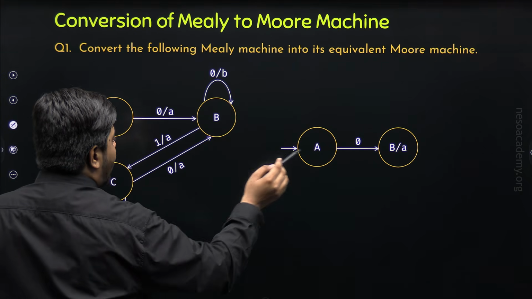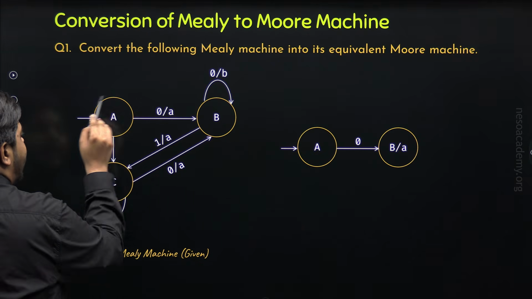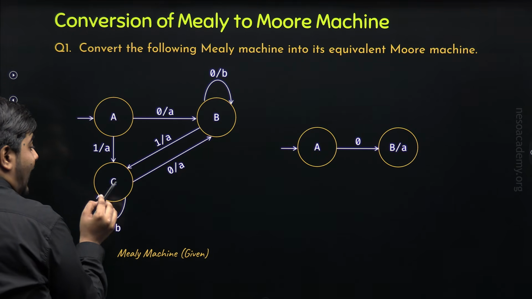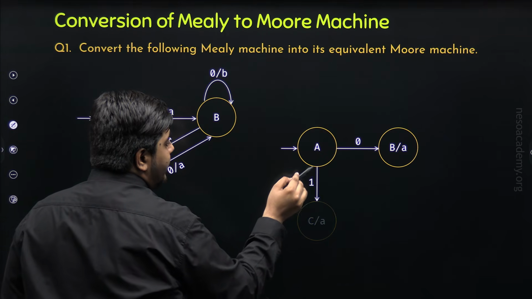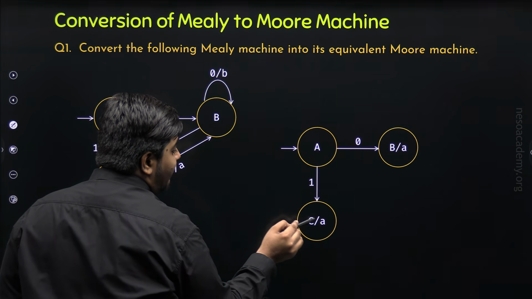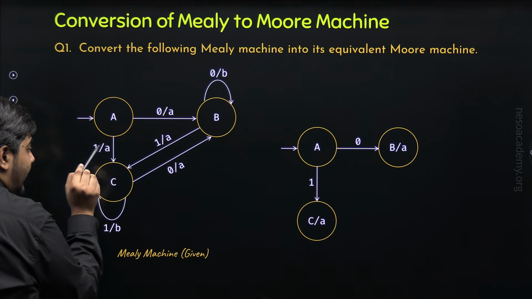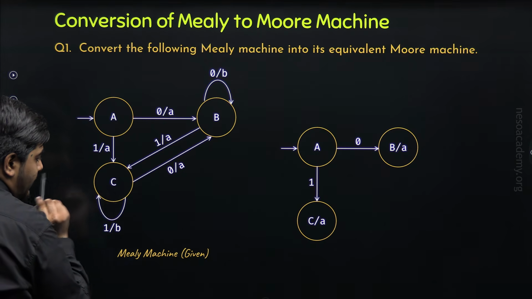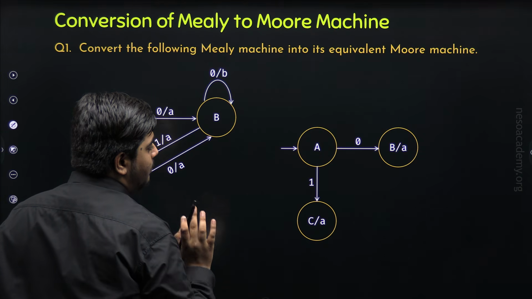Now, we will draw the transition for the state A on getting input symbol 1. A, on getting input symbol 1, we will reach the state C, and that C should have output symbol A. This means this output symbol A is shifted from this transition arrow into this particular state, that is C. So we have created the two transitions for our Moore machine.